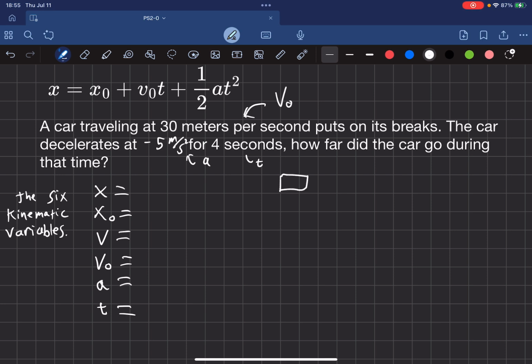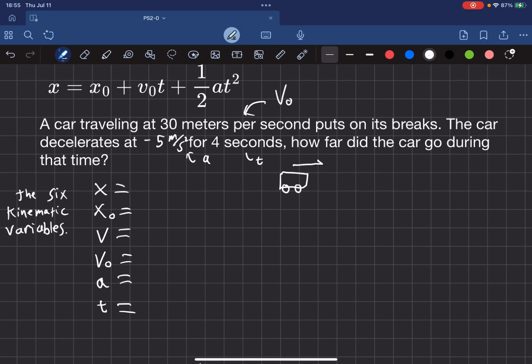So we got a car. Fabulous looking. And it is going with an initial velocity of 30 meters per second. And it's going to be doing that for 4 seconds, but it has a deceleration that's going in the opposite direction.